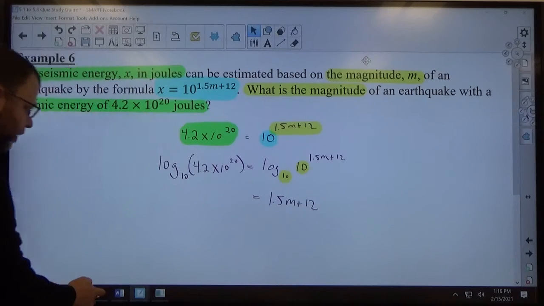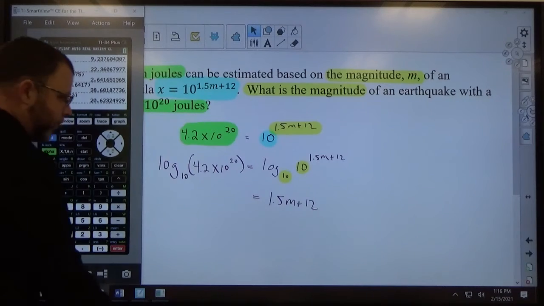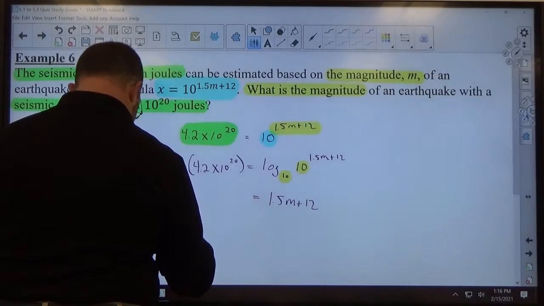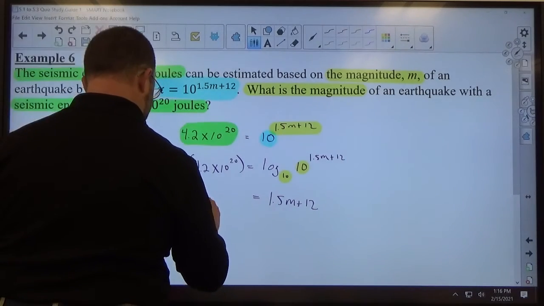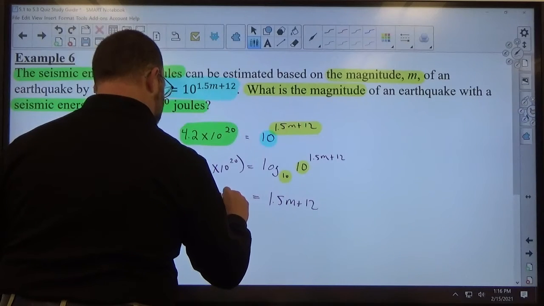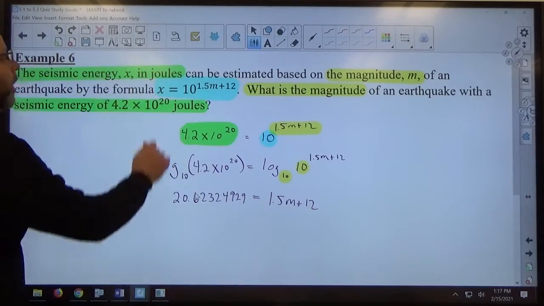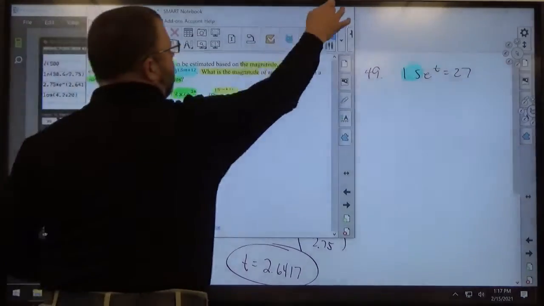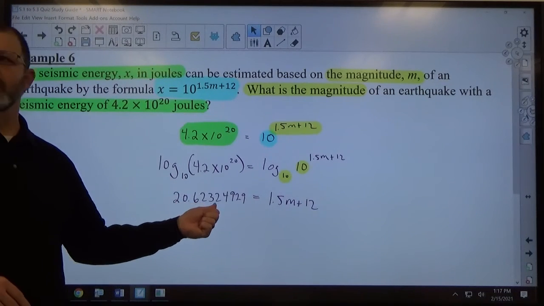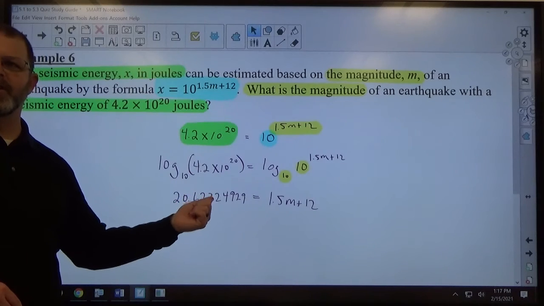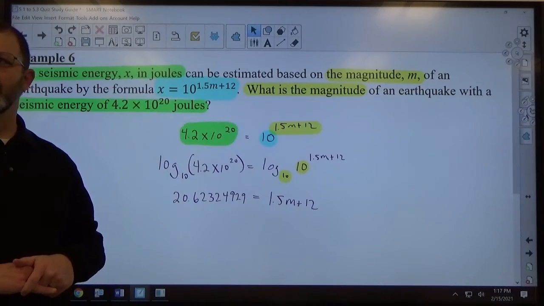Just to speed things up, same thing here: 20.62324929. That is what it is. I'm going to write as many decimal places as I can for more accuracy. This is some number, and it's an unpleasant number. It's got 10 digits, 8 decimal places, but it's just some number equals 1.5 M plus 12. This is a basic algebra problem.